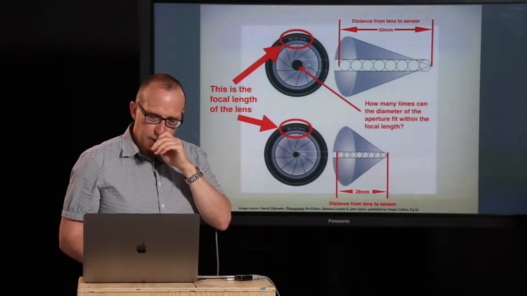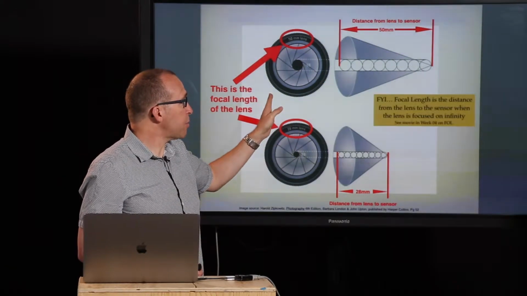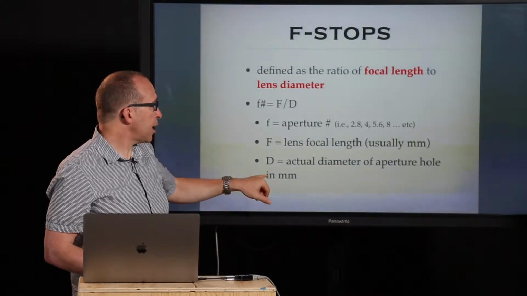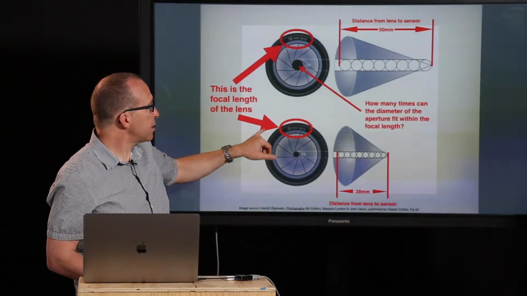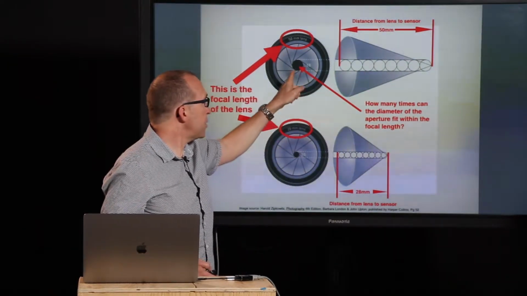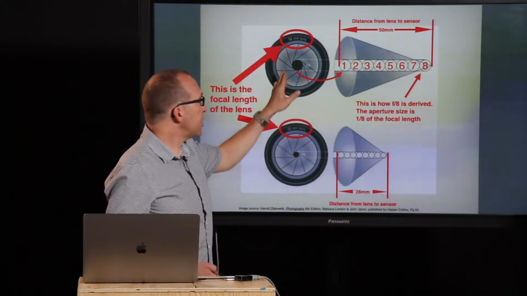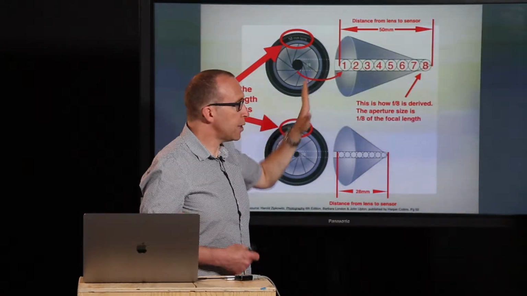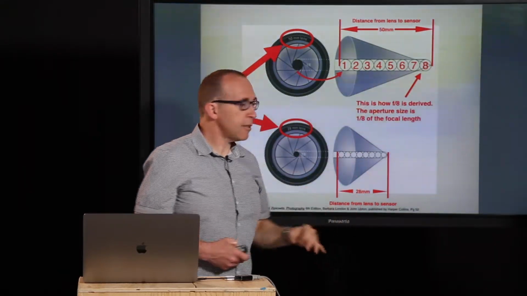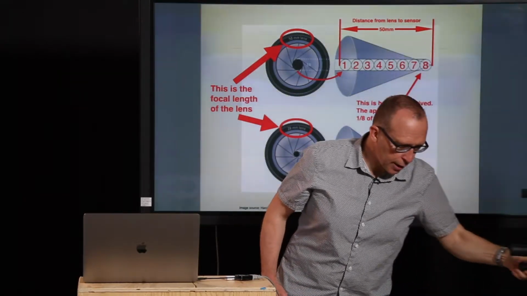And when we talk about f8, let me just back up over here. The ratio of the focal length to the lens diameter. So what that means is, how many times does that fit into that? The ratio of this size compared to that length. So if you were to take this and measure it, you would see that within that distance from the lens to the sensor, that distance fits 8 times. That diameter fits inside that focal length 8 times.